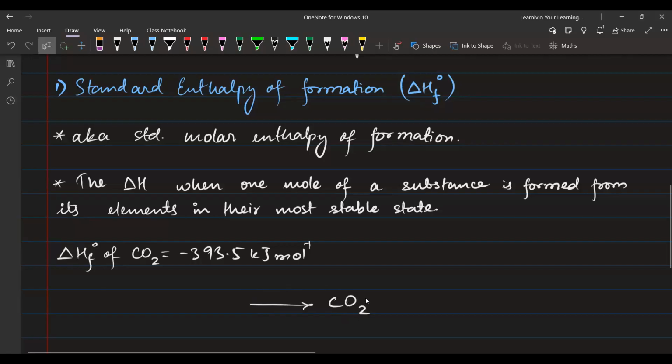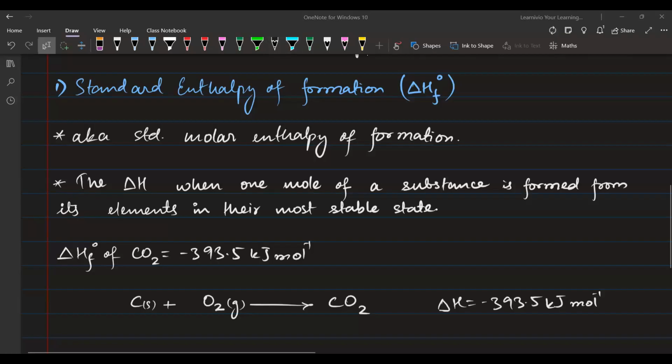From its what? From the elements in their most stable state. So what are the elements? Carbon and oxygen. In which state is carbon found? Carbon as graphite in solid, and oxygen not as ozone but as O2 gas. Is it making sense? And this reaction has a delta H of minus 393.5 kilojoule per mole. Does it make sense? Yes or no? Yes, sir.